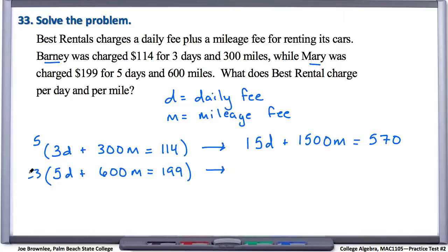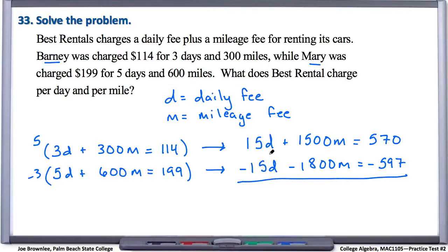Then negative 3 times 5D is negative 15D. Negative 3 times 600M gives us negative 1800M. And negative 3 times 199 gives us negative 597. Now we're ready to eliminate. Positive 15D minus 15D goes away. 1500M minus 1800M gives us negative 300M, equals 570 minus 597, which is negative 27.